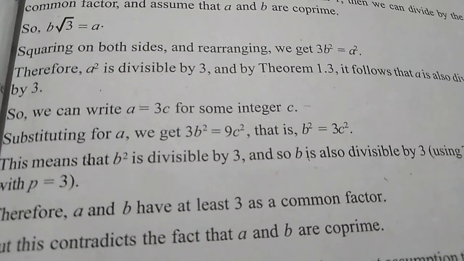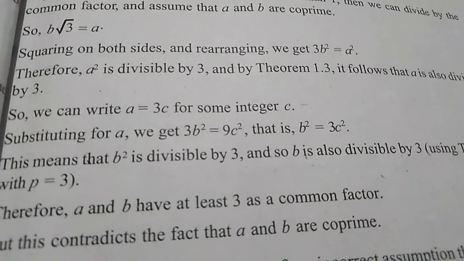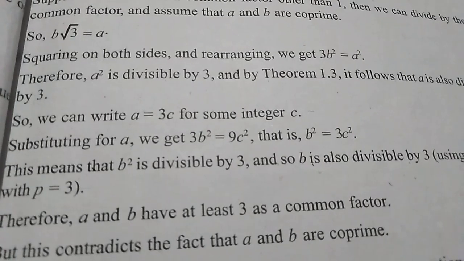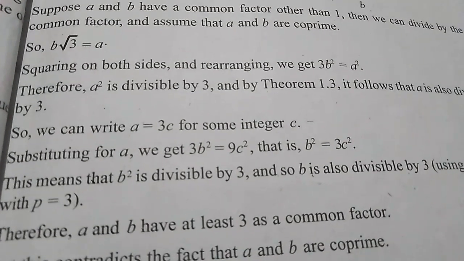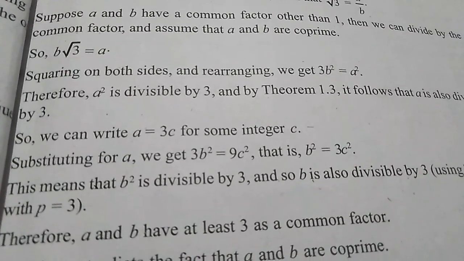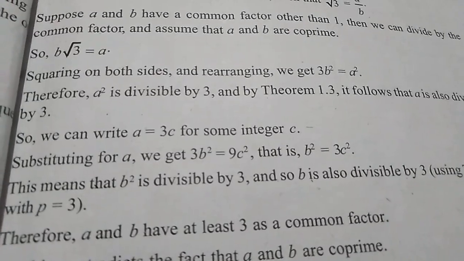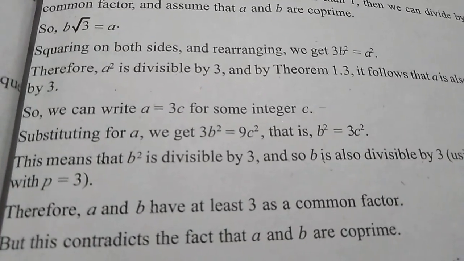That means, what did we say just above? a is divisible by 3. Now we are saying that b is also divisible by 3. Means a and b both are having a common factor, that is 3. But here what did we assume? That a and b are co-prime, so they don't have any common factor. But here it came out that they are having a common factor 3. That means we have reached a contradiction.